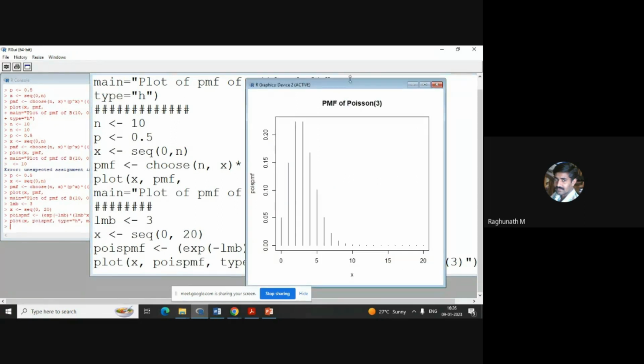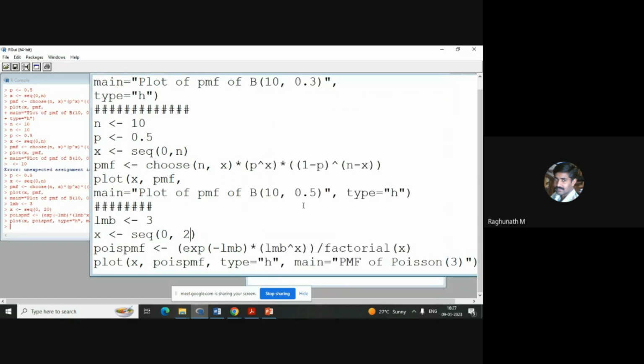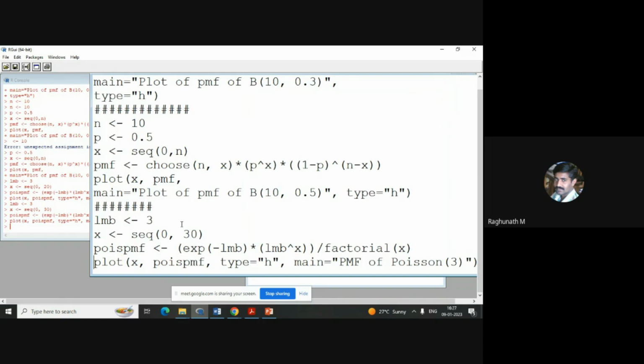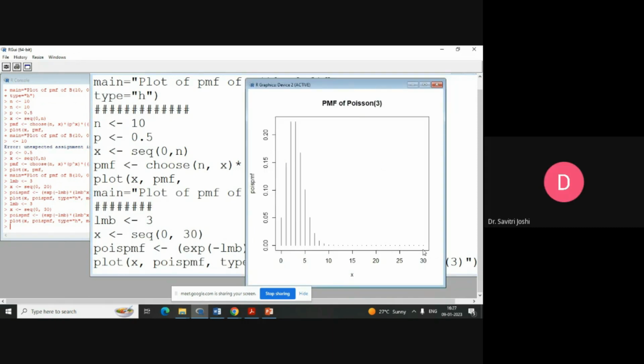Now you can see the PMF of Poisson means after 11 or 12 or 13, almost when it comes to 20, it is going to be very close to 0. Even you can increase the values, you can go up to 30 also. That's why the software makes the complicated things very simple. If you want to plot it on a graph sheet, we know how difficult it is. But since the software is there, you can increase to any values. Since I have changed it to 30, it will come.